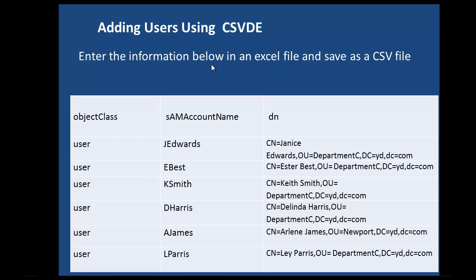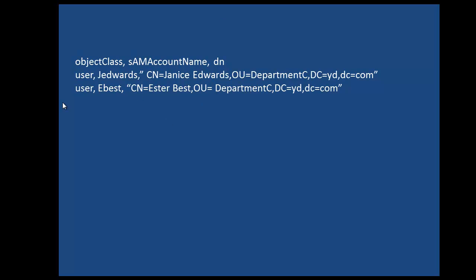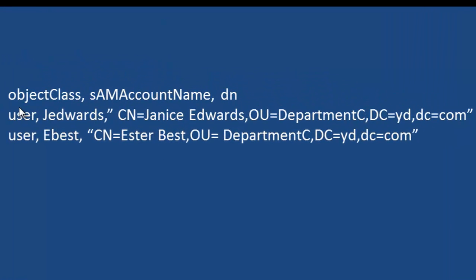Now, if you don't have Excel, you could enter the information into Notepad following this format. In Notepad, you would type object class, comma, SAM account name, comma, DN. And then in the row below, you type user, the user logon name, and then the distinguished name in quotation marks. The second user follows the same syntax.